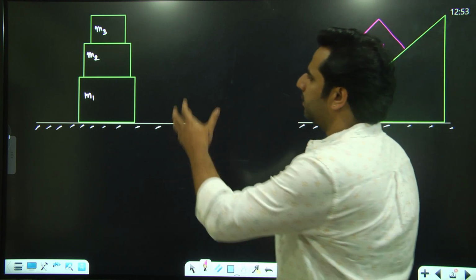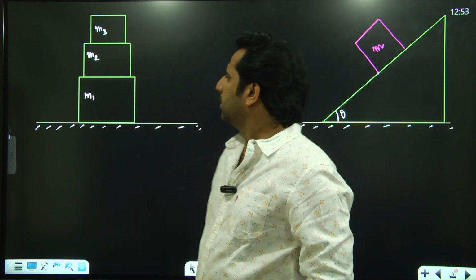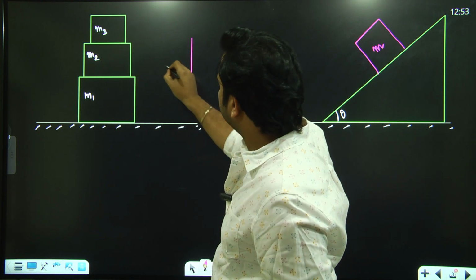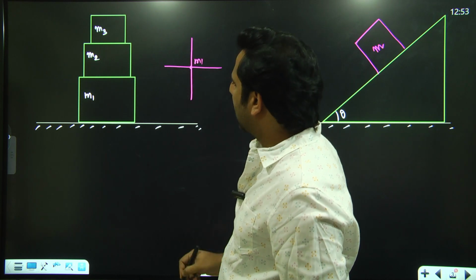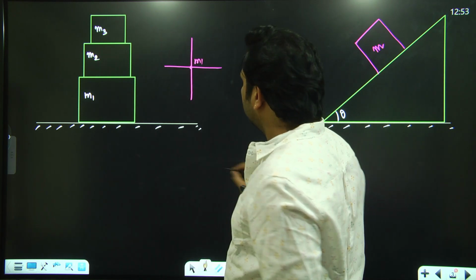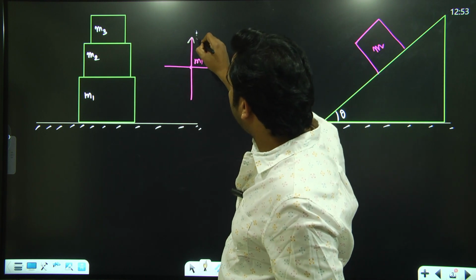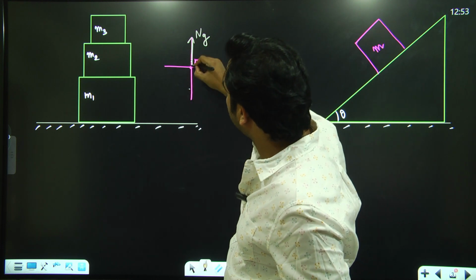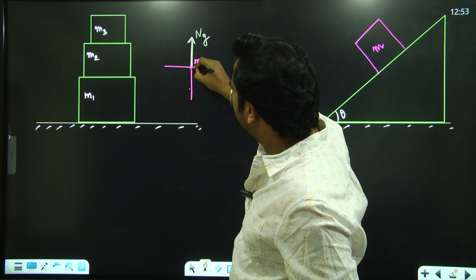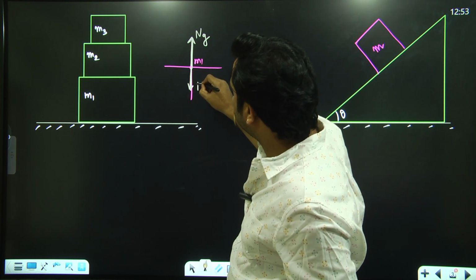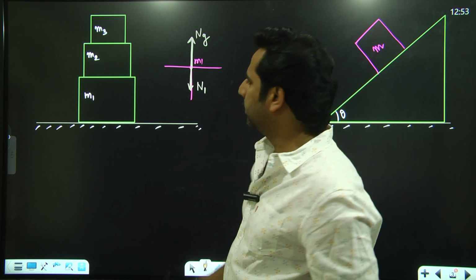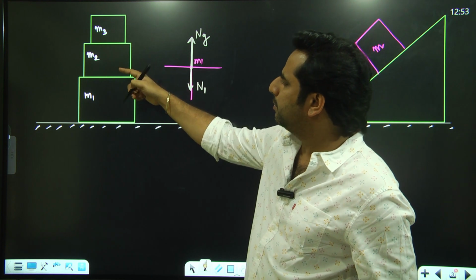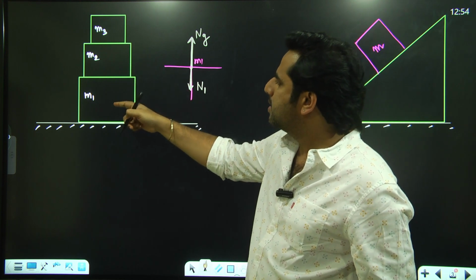Say in the first case, there are three blocks placed on each other. So now, if you draw the free body diagram of M1, I'm only talking about the normal force. Normal force on M1: there is normal force applied by the ground, and M2 is pushing M1 down. So the normal force, let me call it N1. N1 is the normal force exerted by the surface of M2 on the surface of M1 because both are in contact.